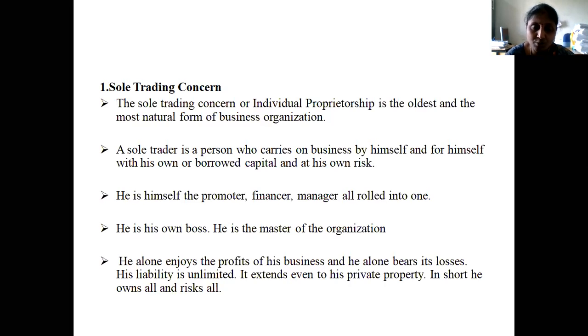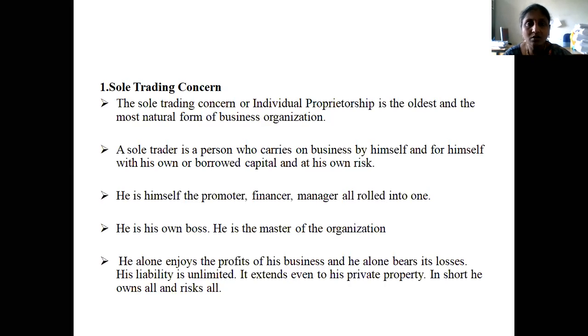So he needs to promote his business for developing that business. How he is going to effectively promote that business is important. So he himself is a promoter, he himself is a financier, he himself is a manager, and all things rolled into one. So all these characteristics should be possessed by a single person for handling that individual proprietorship business.